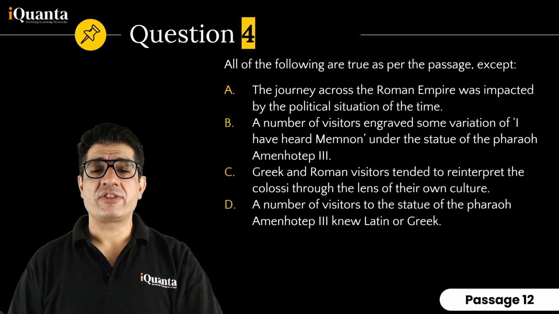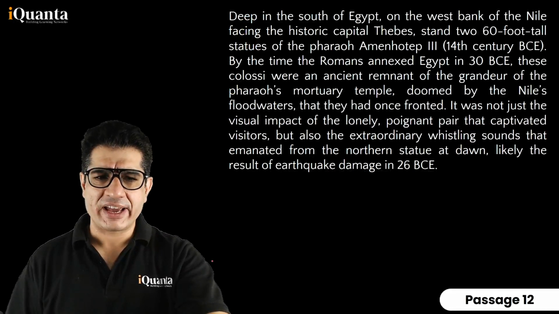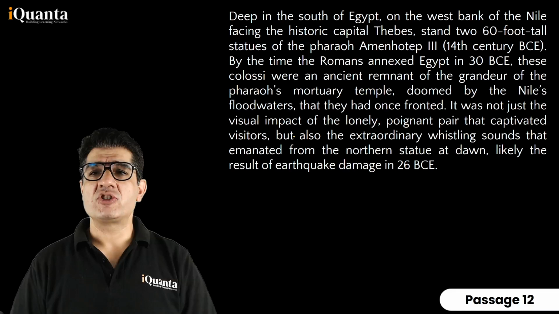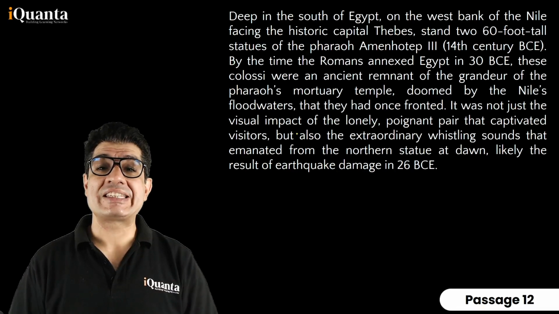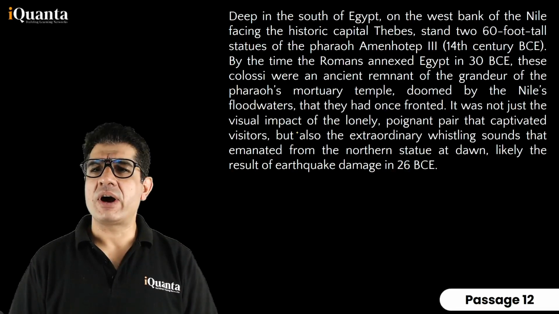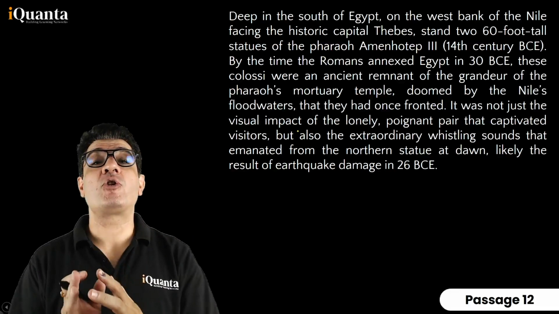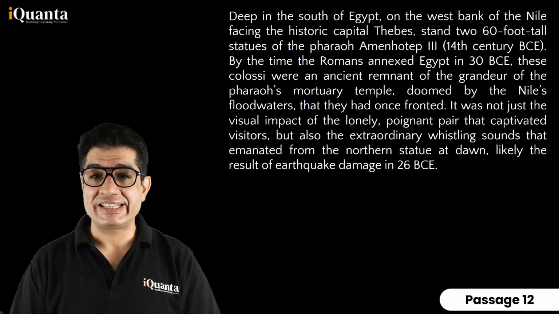All right, so now that's done, let's start reading this together. We'd start here and then take it up. So deep in the south of Egypt, on the west bank of the Nile, facing the historical capital Thebes, stand two 60-foot tall statues of the pharaoh Amenhotep III from 14th century before the Common Era, or as we used to call it when I was growing up, before Christ.